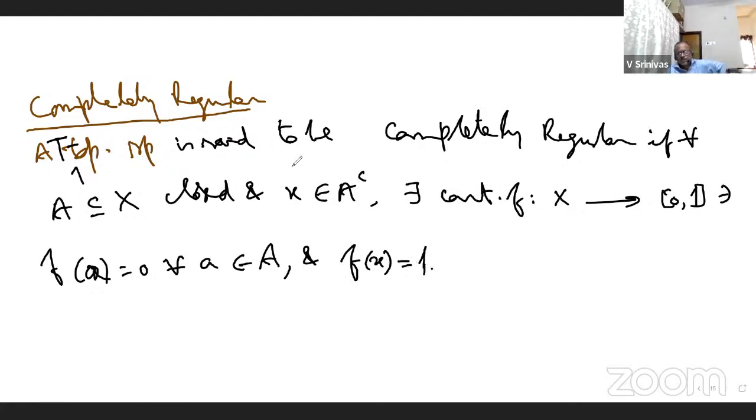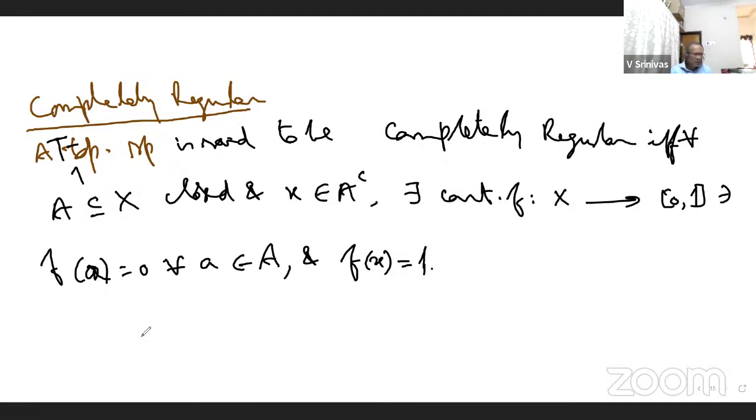A T1 topological space is said to be completely regular if and only if for every A contained in X closed, and that small x is in A complement, there exists a continuous function f from capital X into the closed interval 0, 1 such that f vanishes on capital A. If small a is coming from capital A, f of a equals 0. And at this point, which is in the complement of A, f of x must be unity. So this is what we mean by complete regularity.